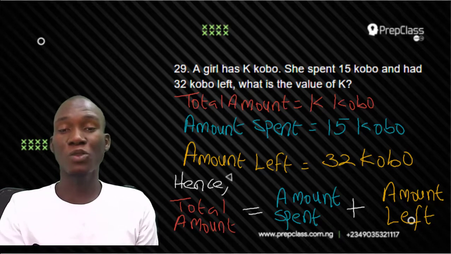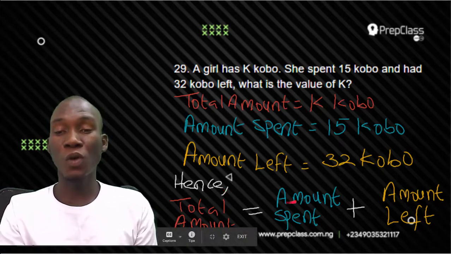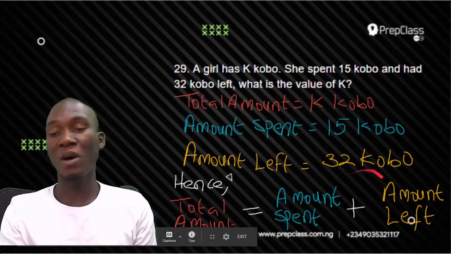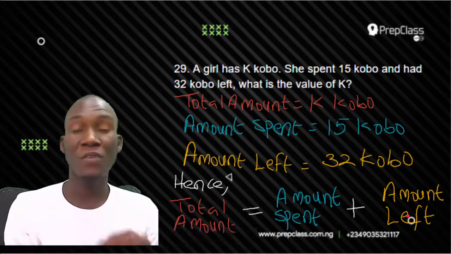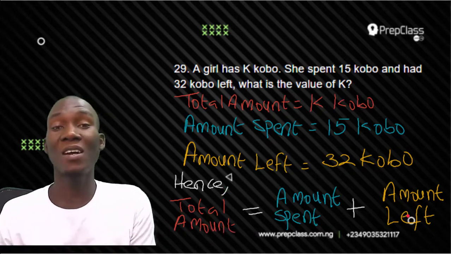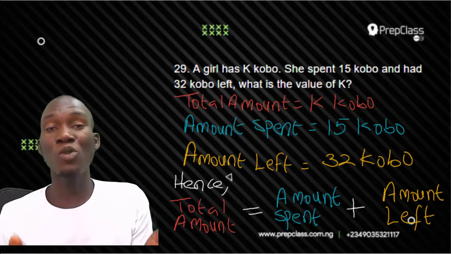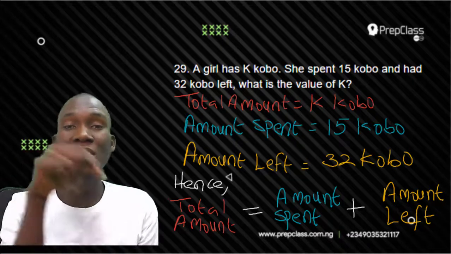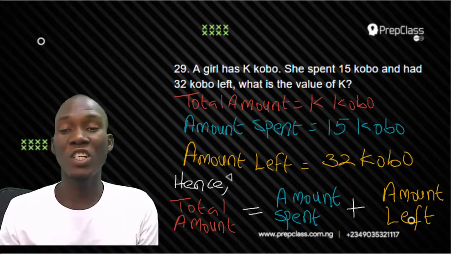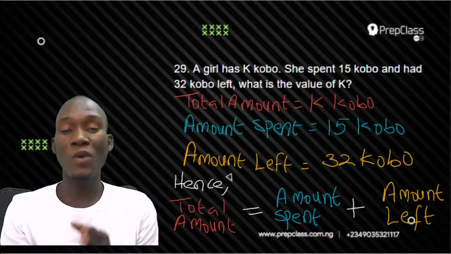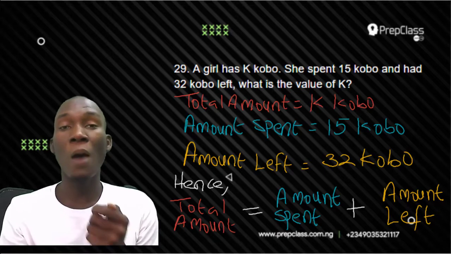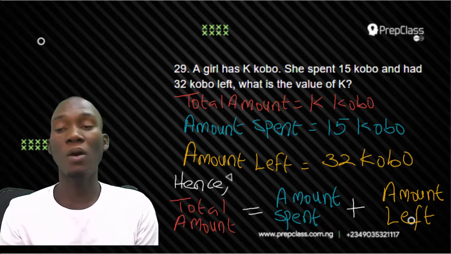Now remember, total amount is going to be equals to the amount spent and the amount left. If you have 50 naira and you spend 30 naira, it means you have 20 naira left. So the amount you spent and the amount you have left, when you add them together, you will still get the amount you have initially. So that is the logic. So that's why we use total amount is equals to amount spent plus amount left.